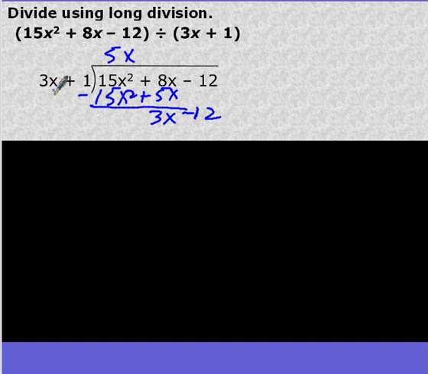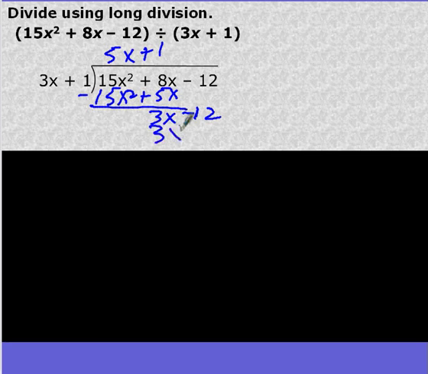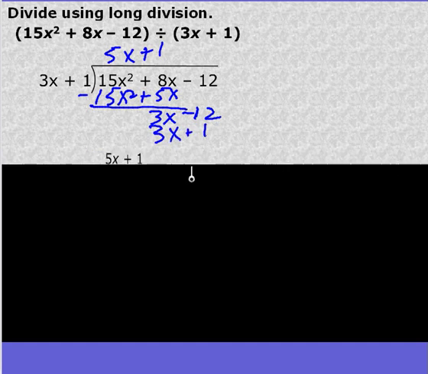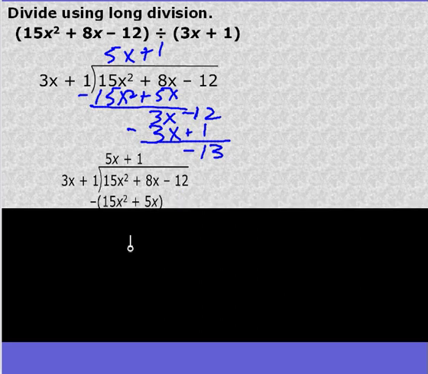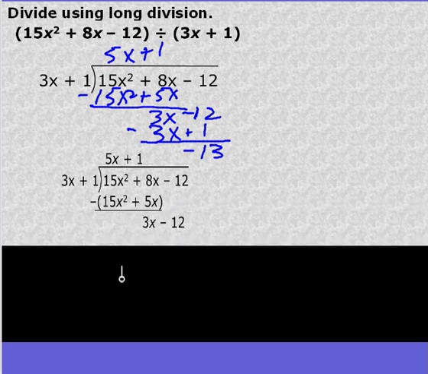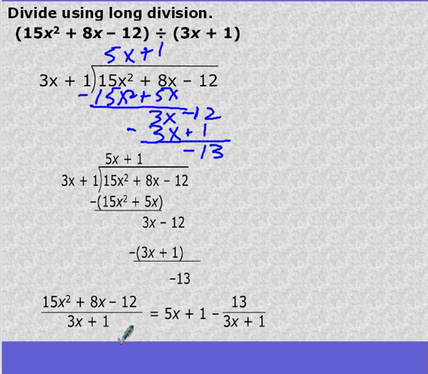And then what do I multiply 3x by to get 3x? Just 1. So 3x times 1 is 3x. 1 times 1 is just 1. Subtract, and you're going to get negative 12 minus 1 is negative 13. These cancel out. And our final answer then is going to be 5x plus 1. This is a negative, so it's a minus. So just be careful with your plus and minus signs. 13 over our divisor, which is 3x plus 1.